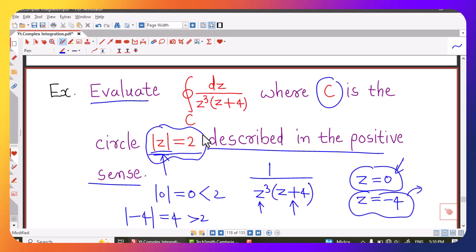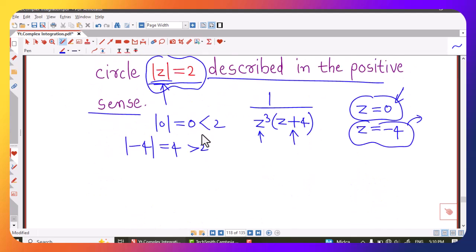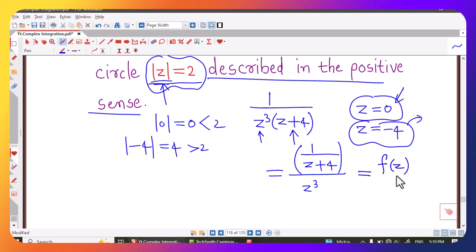So to use the extension of Cauchy integral formula, we will write z cube in the denominator, and here we will write 1 divided by z plus 4, and this 1 divided by z plus 4 we will consider as f of z, and this z cube can be written as the cube of z minus 0, and this 0 is interior to the given simple closed contour which is a circle with center 0 and radius 2. So now our integral can be written in this form. Integral of this along the given contour is equal to the integral in this form. So we can use the Cauchy integral formula.